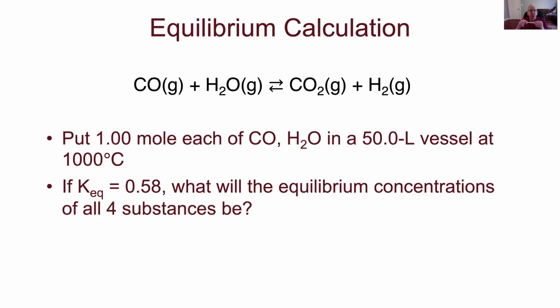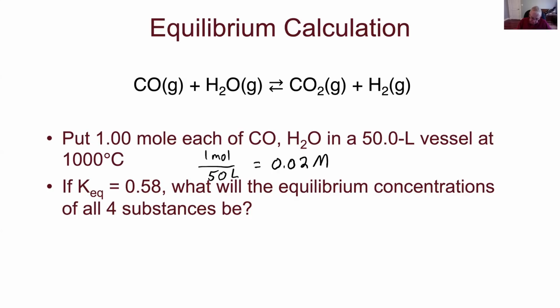It says we're going to put 1 mole each of CO and water in a 50-liter container at 1,000 degrees C. We know the value of the equilibrium constant this time, and we're going to try to solve for all of the concentrations of the 4 substances. So again, I'll just turn these into molarities. If I put 1 mole in 50 liters, that's pretty easy. That's going to be 0.02 molar.